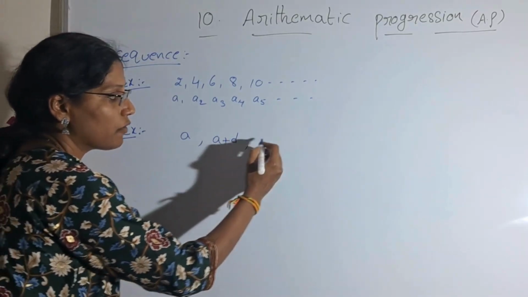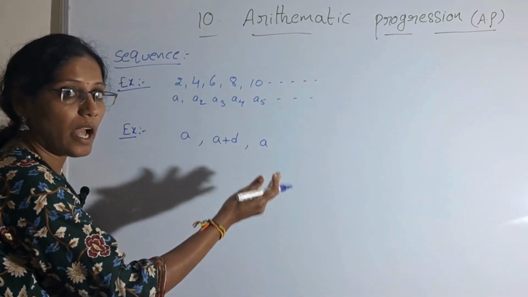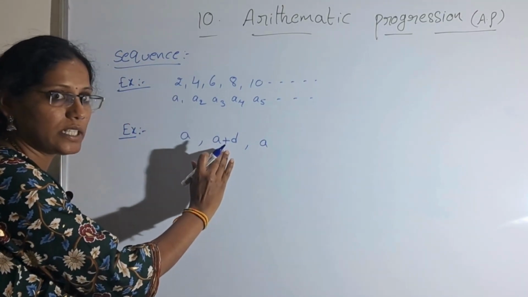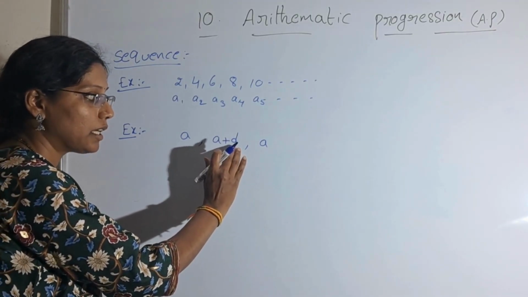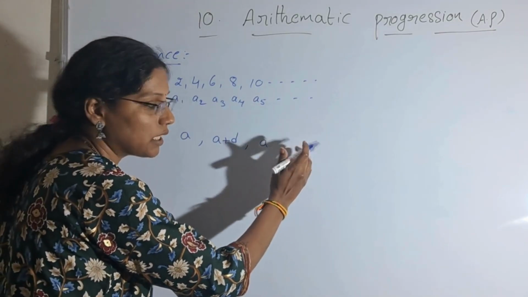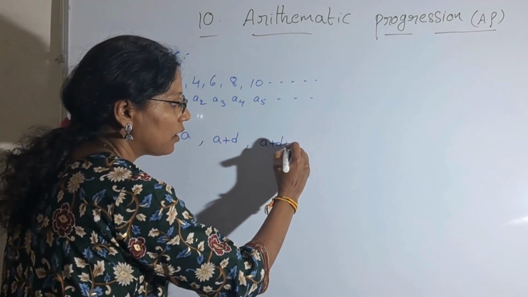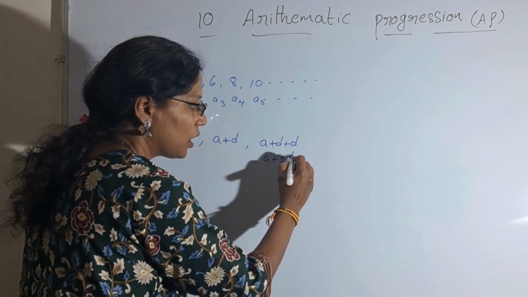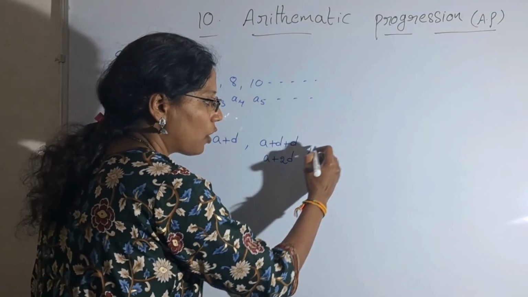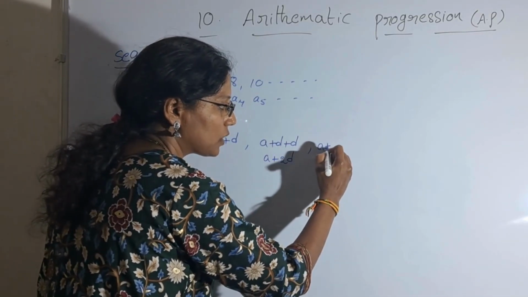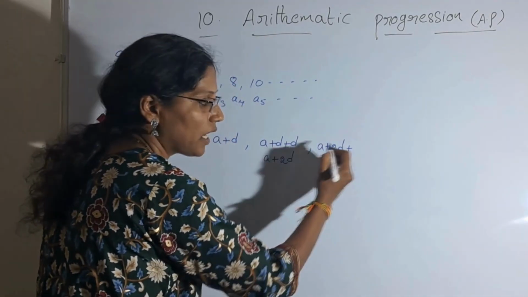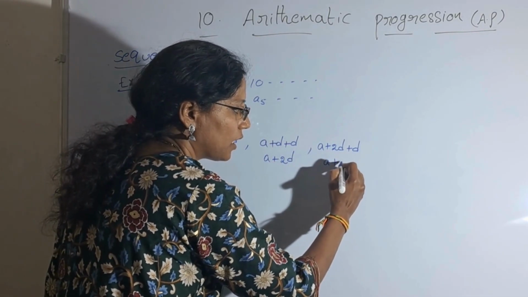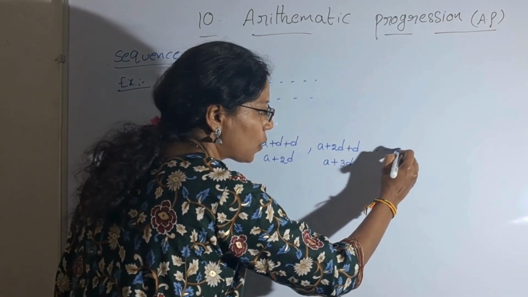Next third number, how it will come? One fixed number we have to add to the preceding term. What is the preceding term? A plus D is the preceding term to the third term. A plus D plus D. Next, here how to write? A plus 2D. Next, fourth term, how it will come? A plus 2D, fixed term we have to add. A plus 3D. And so on.